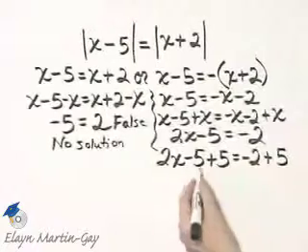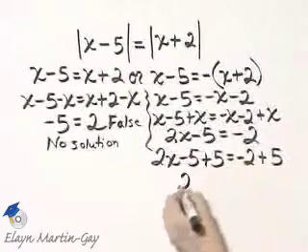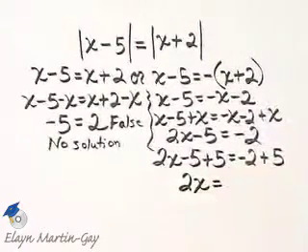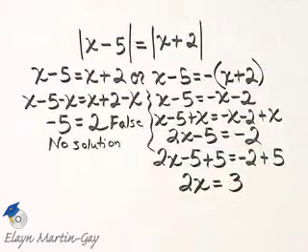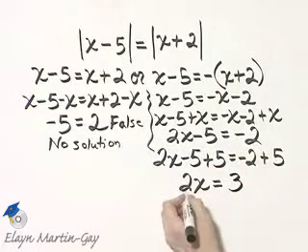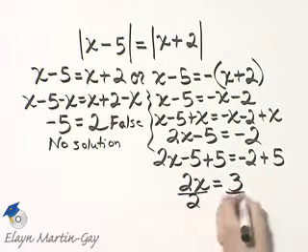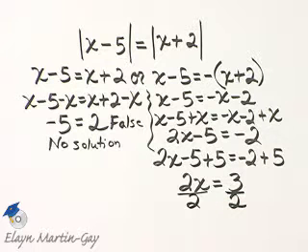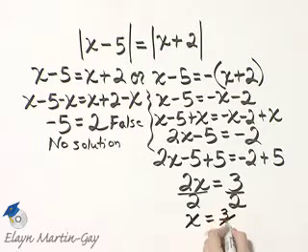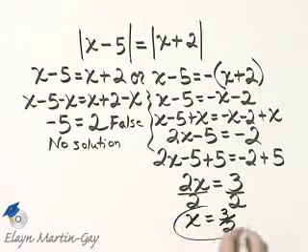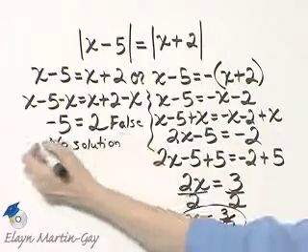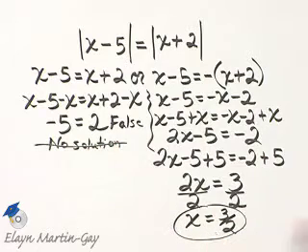2x minus 5 plus 5, these subtract out, and I have simply 2x is equal to negative 2 plus 5, and that is 3. How do I finish solving this equation for x? I will divide both sides by the coefficient of x, which is 2. And I'll have that x is equal to 3 halves. So this equation, our original equation, has a single solution, and it is 3 halves.